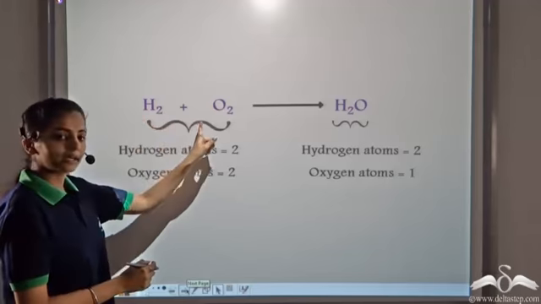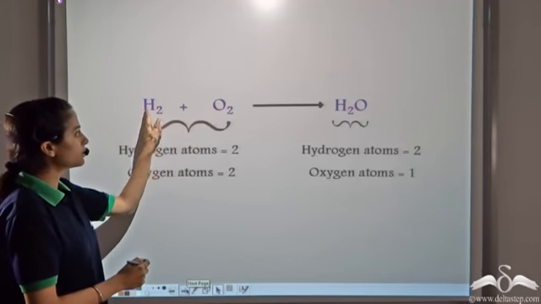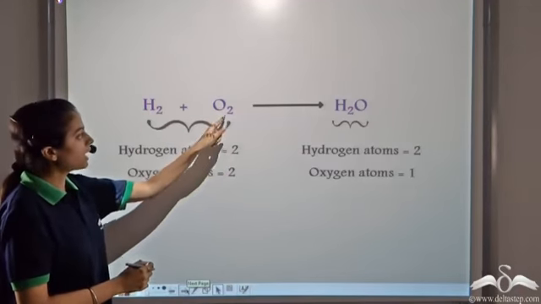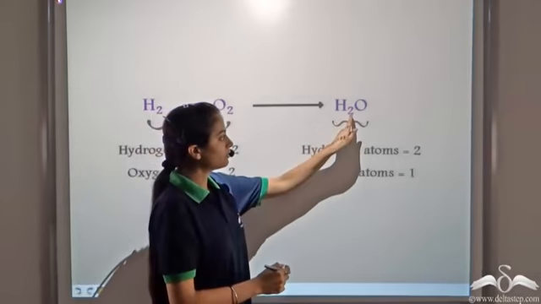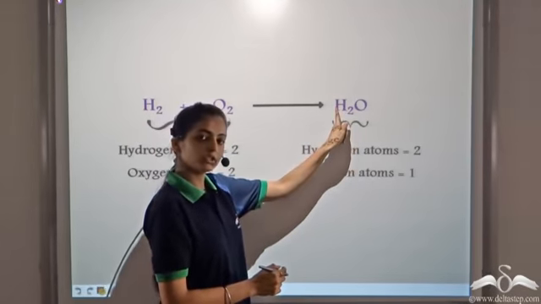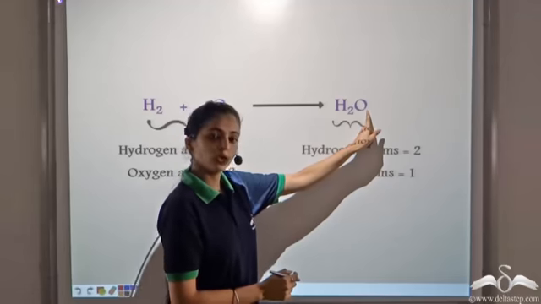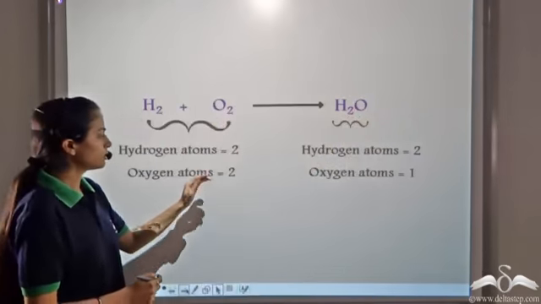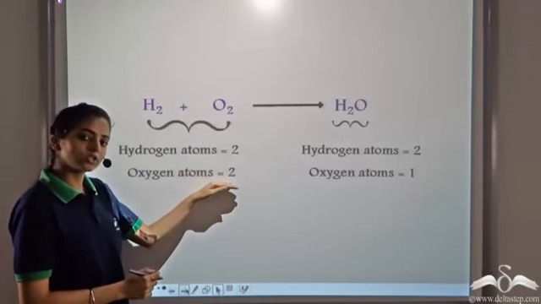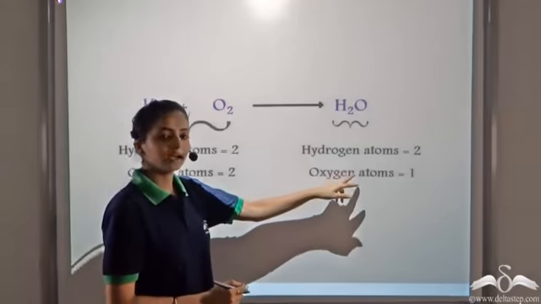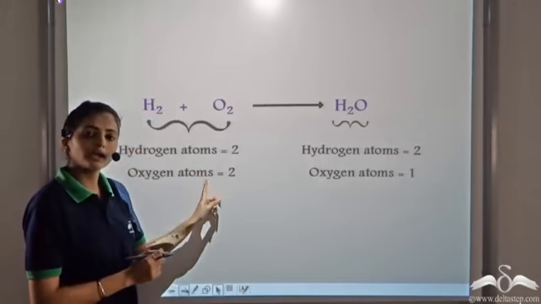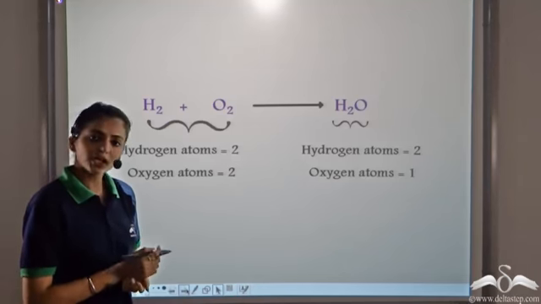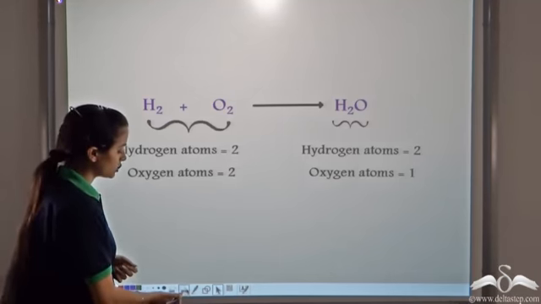So here on the reactant side, we have 2 atoms of hydrogen and 2 atoms of oxygen. And on the product side, we have 2 atoms of hydrogen and 1 atom of oxygen. So on the reactant side, we have 2 oxygen atoms, and on the product side, we have 1 oxygen atom. So does this mean that 1 oxygen atom is destroyed? Is that possible? No, it's not.